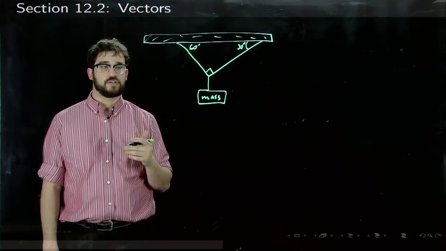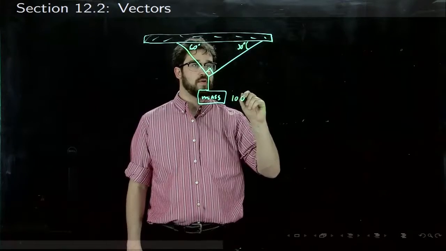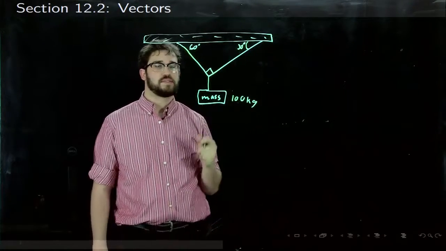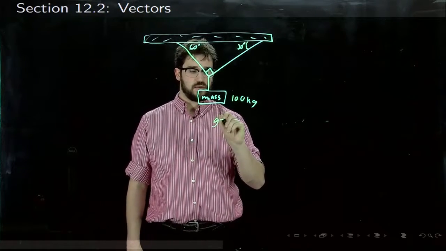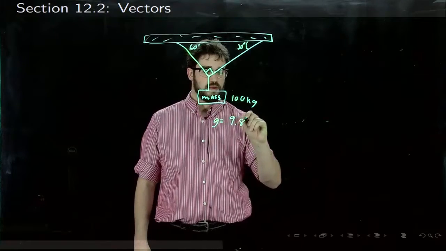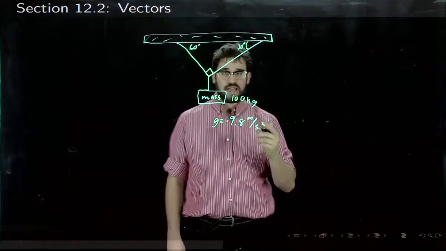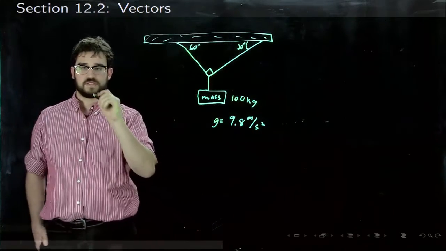Let's do an application of our vectors. Suppose we actually have a 100 kilogram weight suspended from the ceiling as I've drawn here. So if we know that gravity is equal to 9.8 meters per second squared, what is the tension in each cable? So how would we begin to solve this?